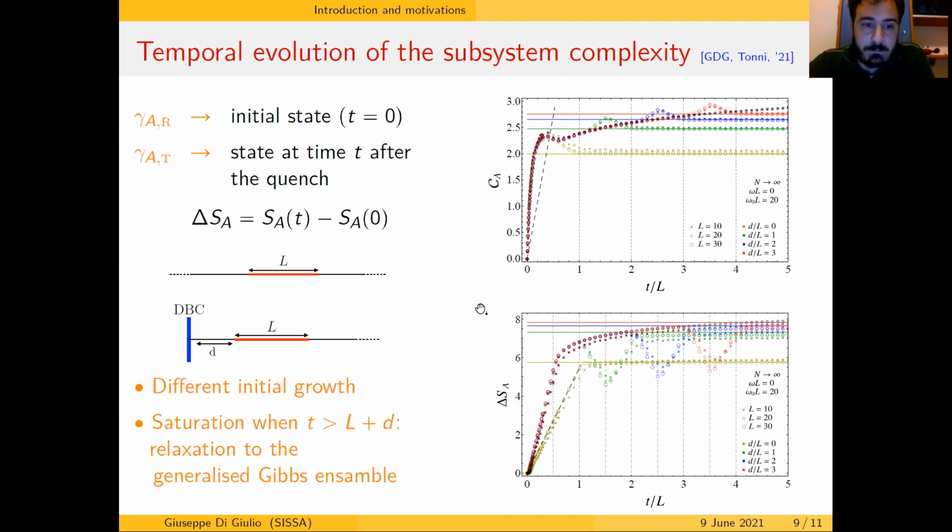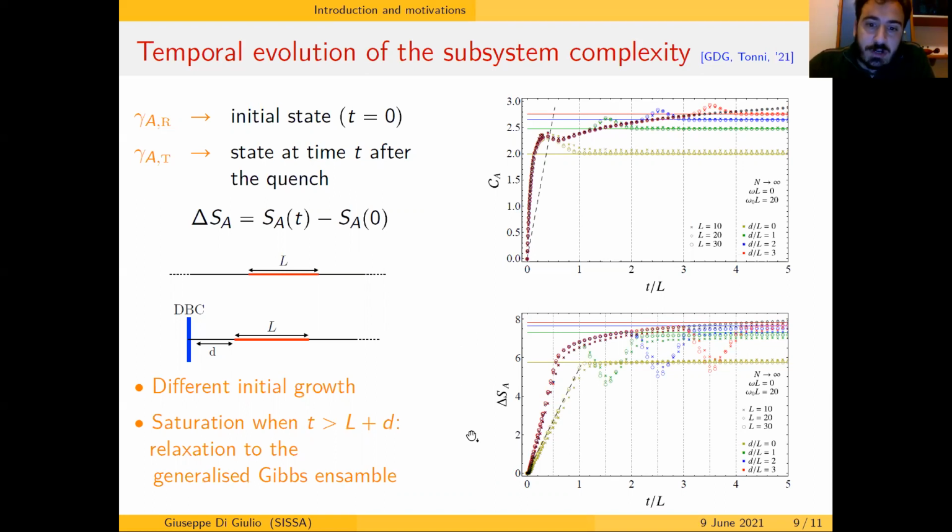Here we observe, for example, that initially these two quantities have a different behavior. In particular, the complexity does not discriminate if d is equal to 0 or different from 0, while the entropy does. And the reason is that d equals 0 corresponds to a bipartition with just one endpoint, while d different from 0 has two endpoints. And as we know, the entanglement entropy feels the number of endpoints, while the complexity, which feels the volume of the subsystem, does not feel the number of endpoints, but only the volume.